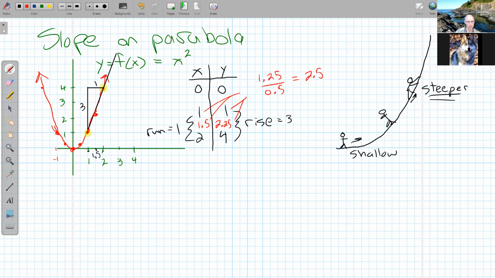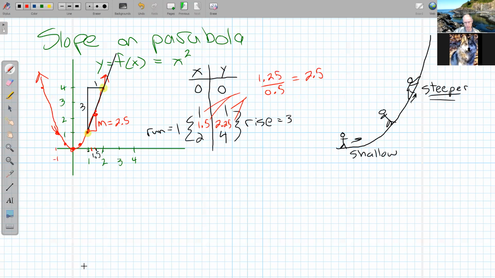The graph's a little bit off. That point should be more like right there. So this slope is a little bit shallower than that slope over there. So there m is about 2.5. And if I got closer still to 1, we want to figure out what's going to happen. So this is where I'm going to let you guys play a little bit.